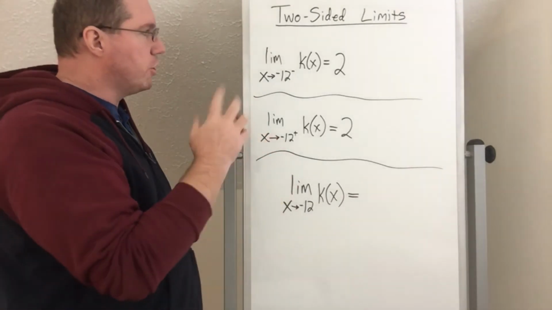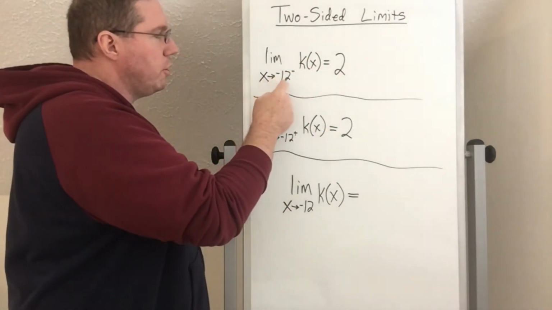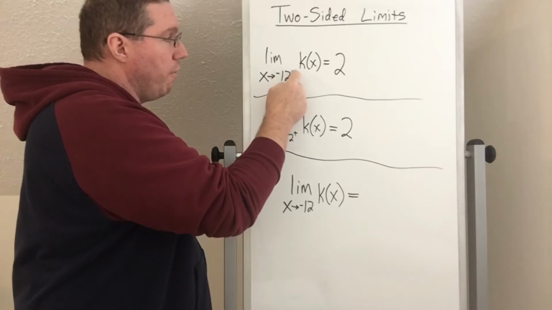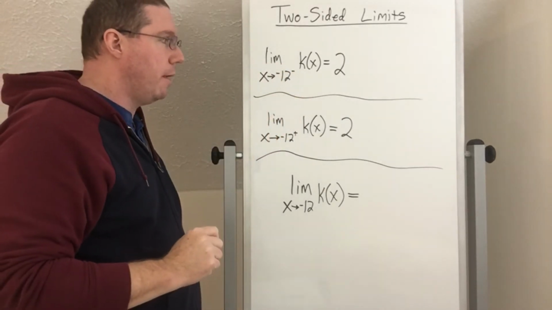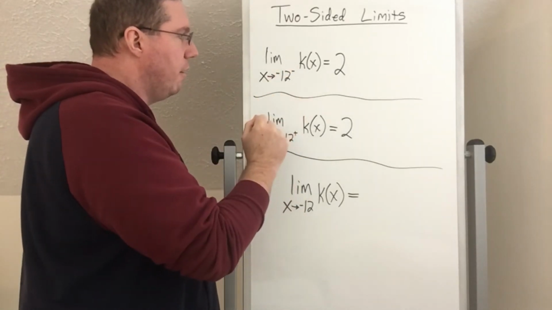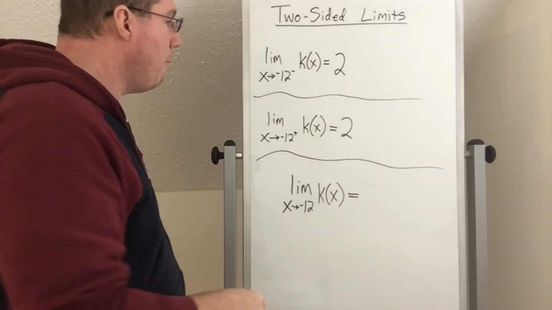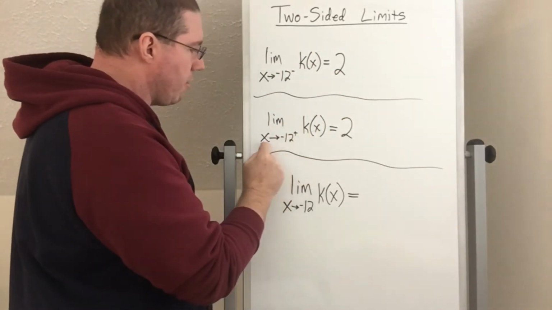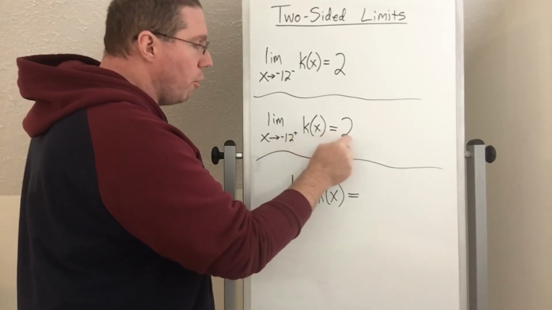So I'm just going to tell you that the limit of the function k of x as x approaches negative 12 from the left side. So we have negative 12 with a minus there at the top. That's indicating from the left side, approaching negative 12 from the left, that the limit of k of x is 2. All right, now we have the limit of k of x as x approaches negative 12 from the right side, okay, is also 2.